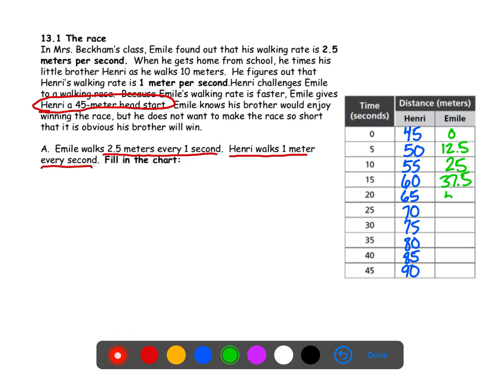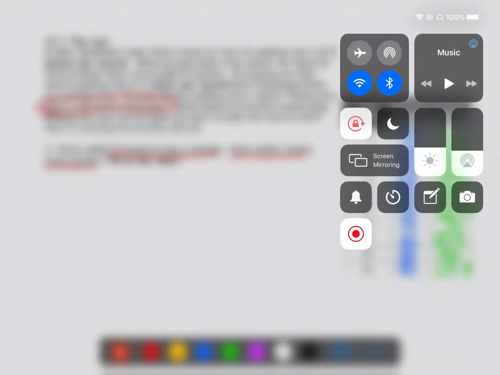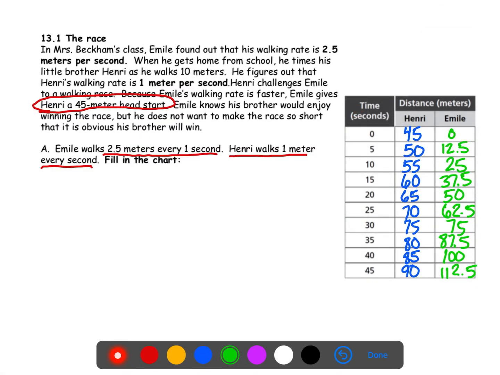So if we continue, in 20 seconds time, he would have gone 50 meters, then 62.5, 75, 87.5, 100, and 112.5. Okay, so that answers the first part. That filled in the table and was with all the information we were given here in the situation. Now we're going to have to look at some of this data and make some comparisons.